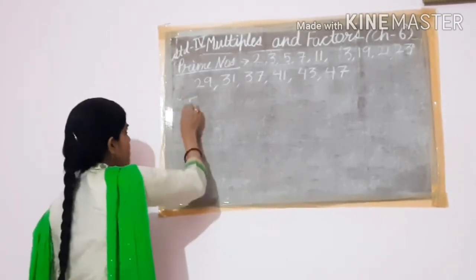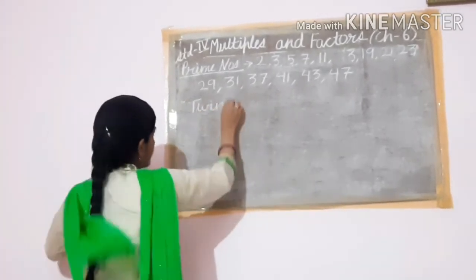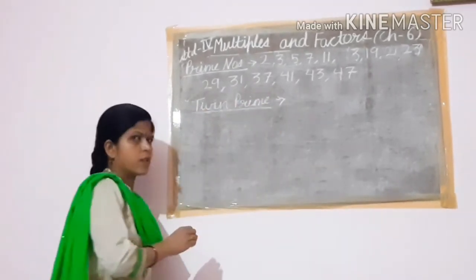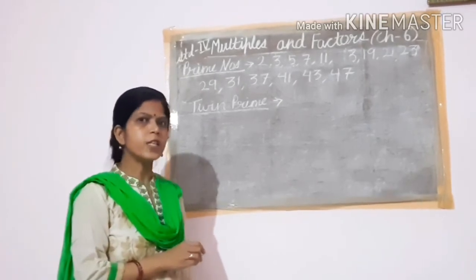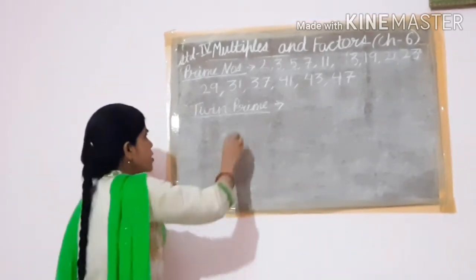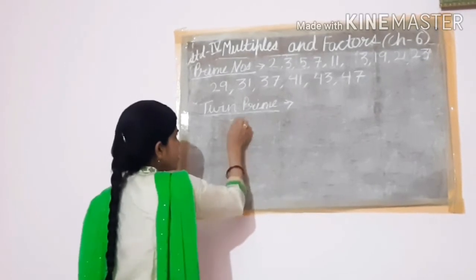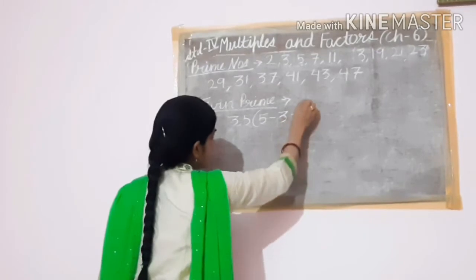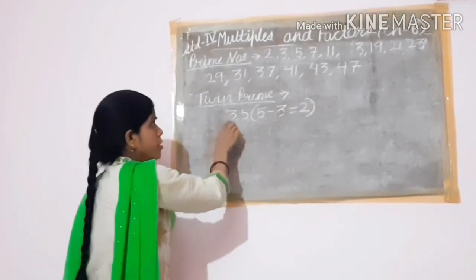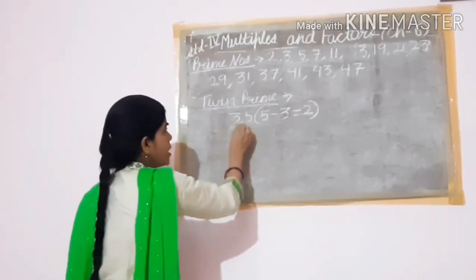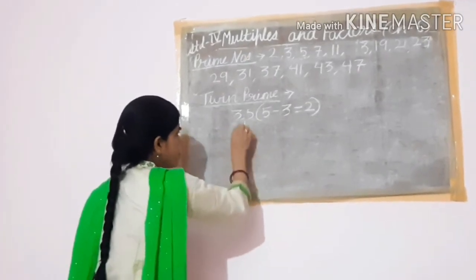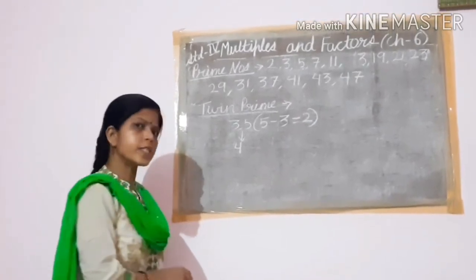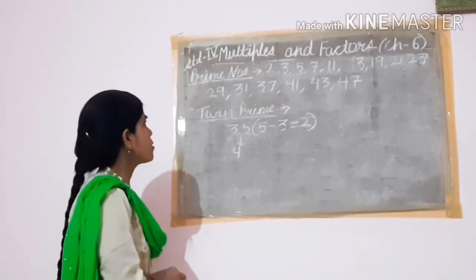Next is twin prime. So what is it? The prime numbers which differ by 2. The difference is 2 between the two prime numbers, like 3 and 5. See the difference, 5 and 3. The difference is 2. And between these two numbers only one composite number comes, like 4. Between 3 and 5, the one number 4 is a composite number. That is called the twin prime.